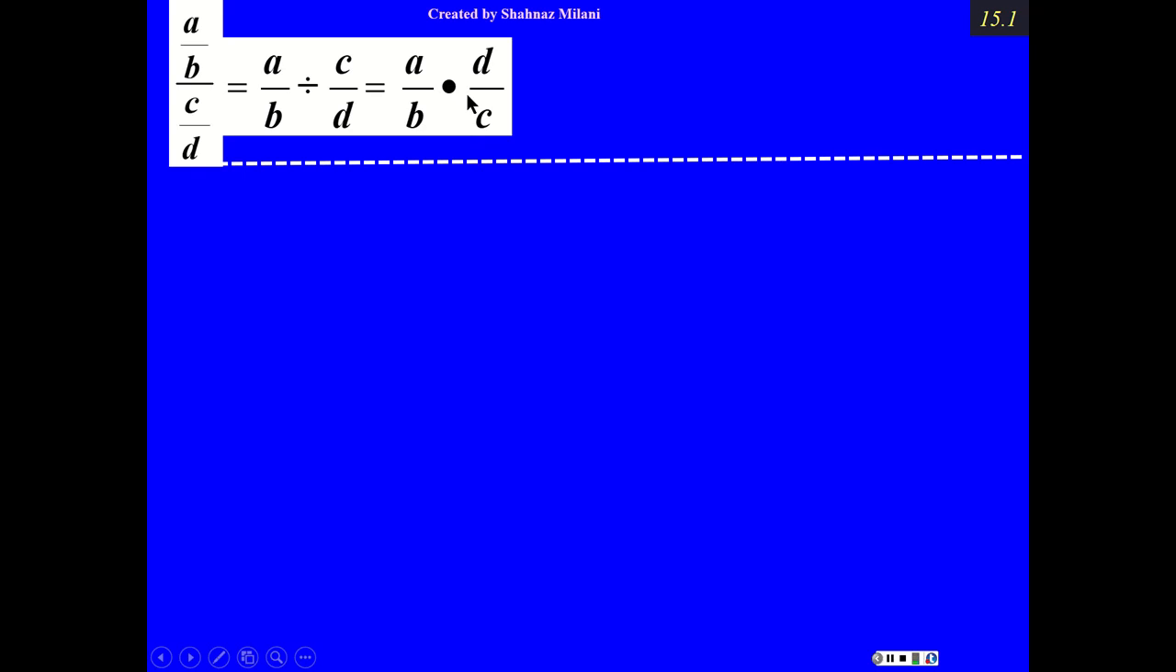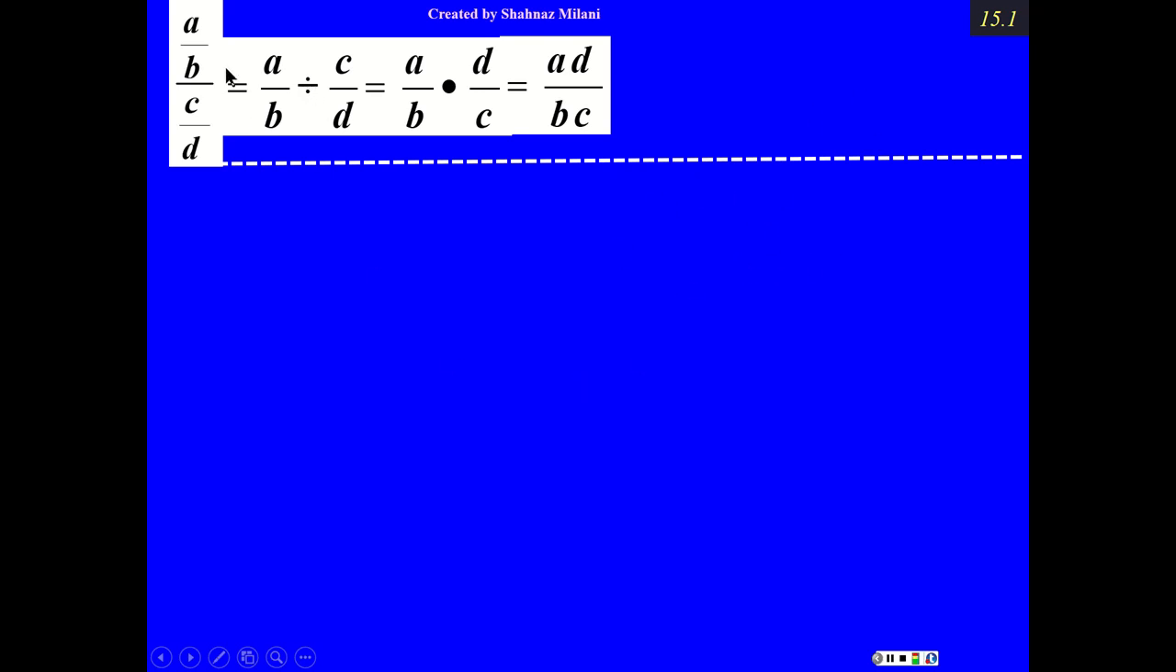Then I have a multiplication of two fractions, where for the numerator you multiply by each other, a times d. Denominator you multiply by each other, b times c. Now, this is the book way, but I'm going to show you the shortcut, which is going to help us a lot for the next problem.